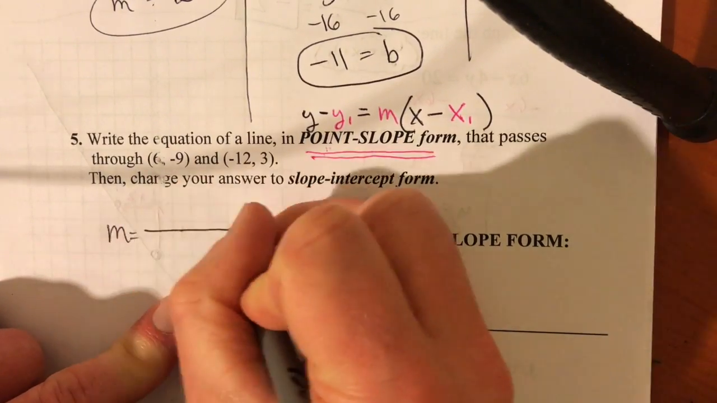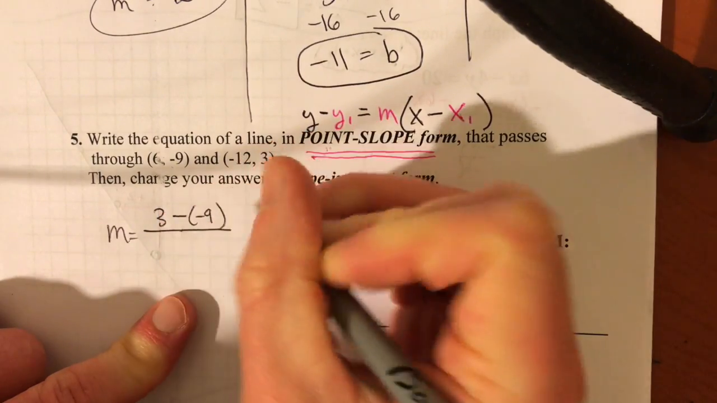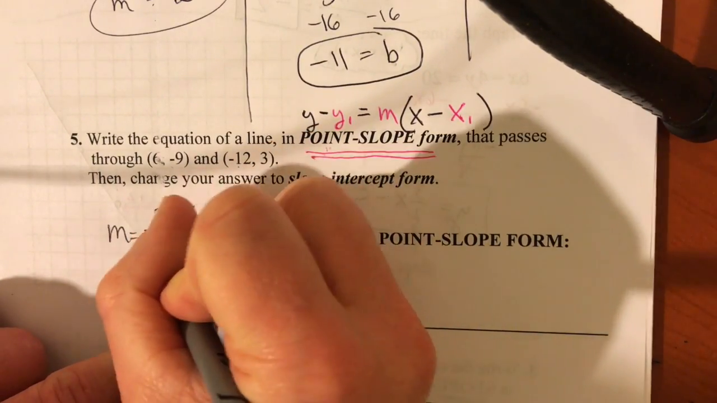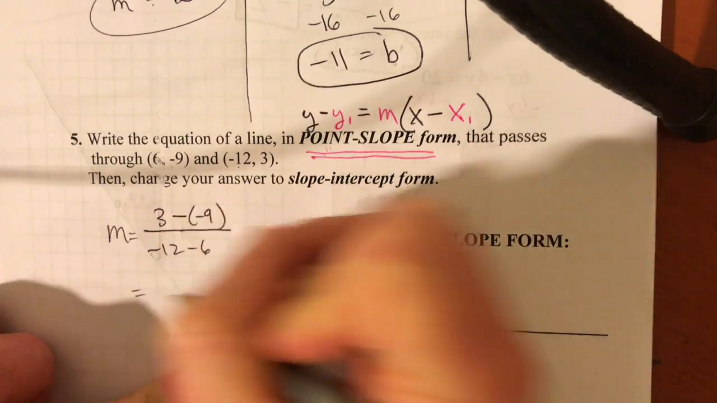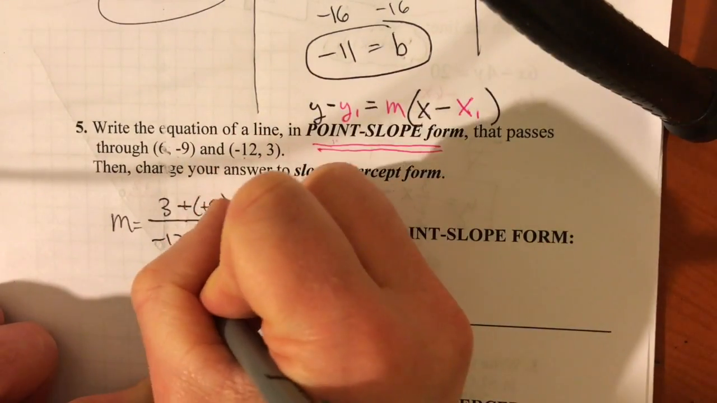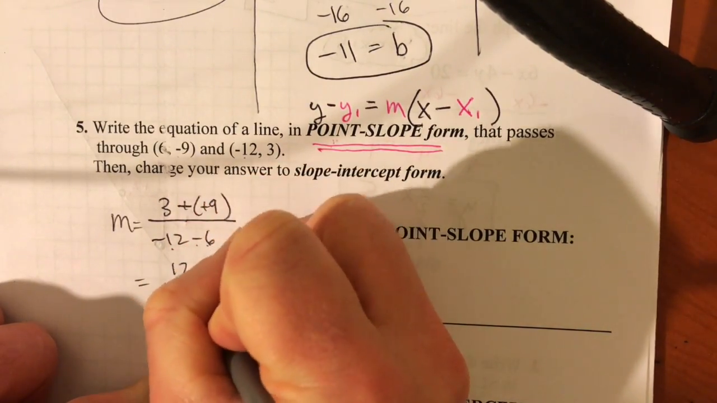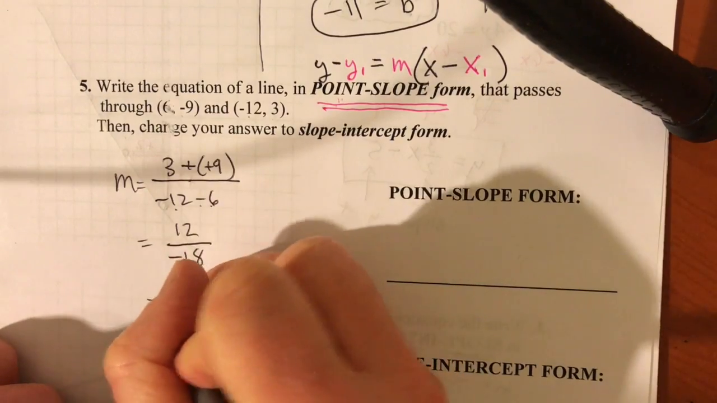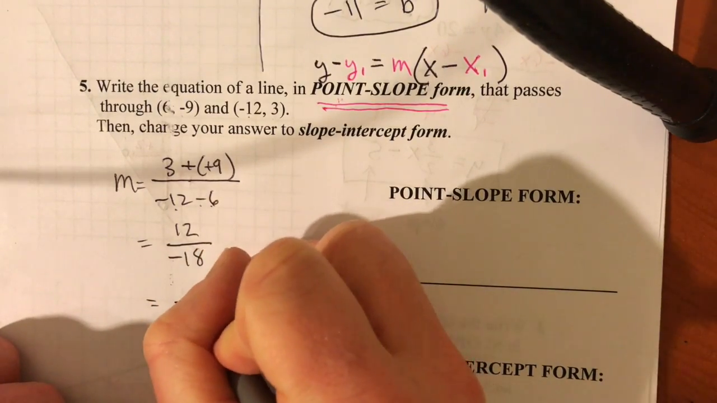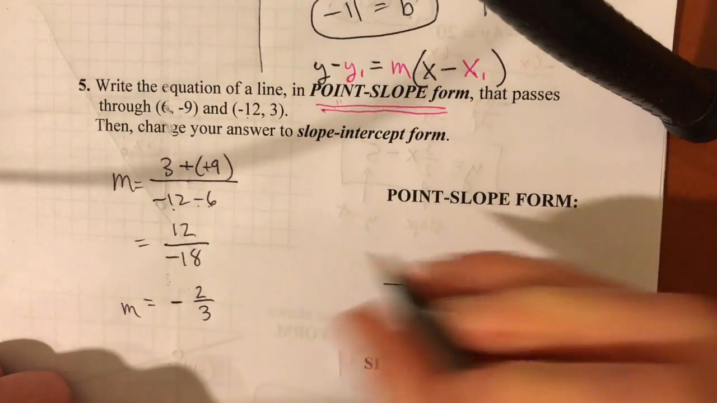y2 minus y1, 3 minus negative 9 over negative 12 minus 6. Watch those double negatives. 3 minus negative 9 becomes 3 plus 9, which is 12. Negative 12 minus 6 is negative 18. 12 divided by negative 18 is negative 2/3. There we go, simplest form.